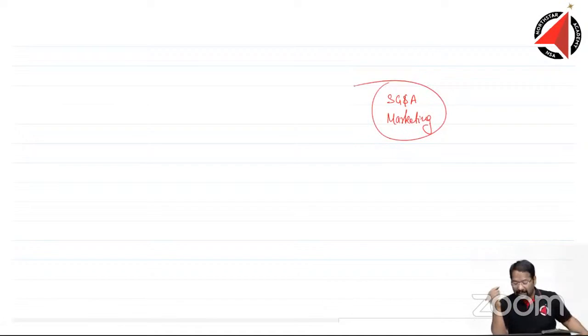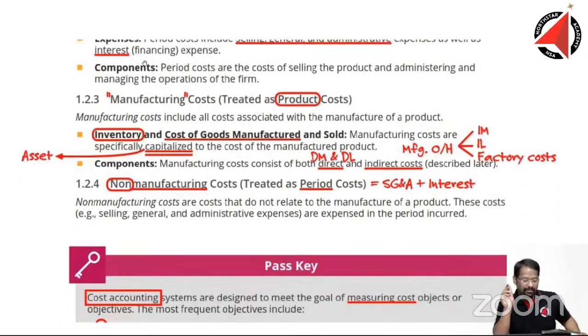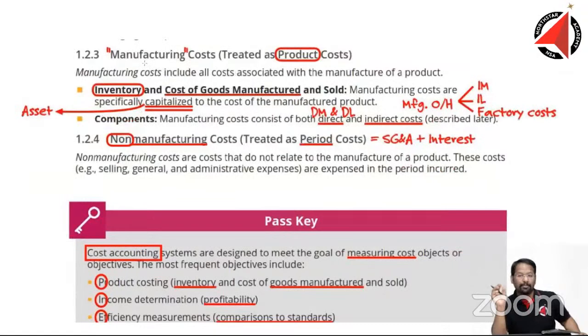All right. So selling, general and administrative expenses, marketing expenses, promotion, advertising, these are all period costs which do not form part of cost of production. They are accounted for in the income statement only. They do not form part of product cost.